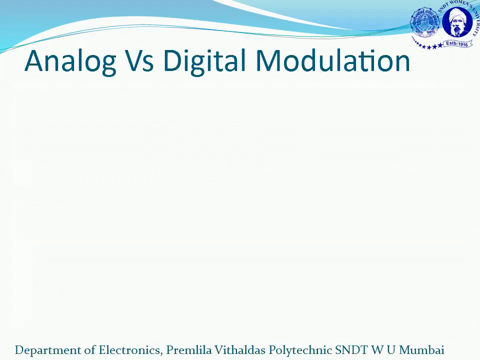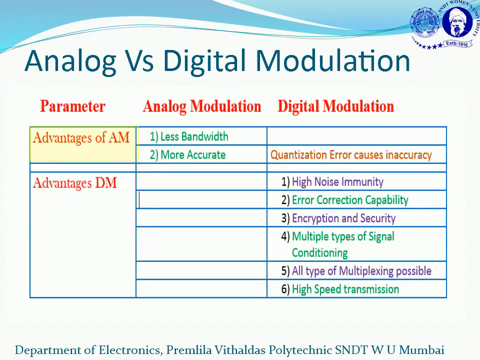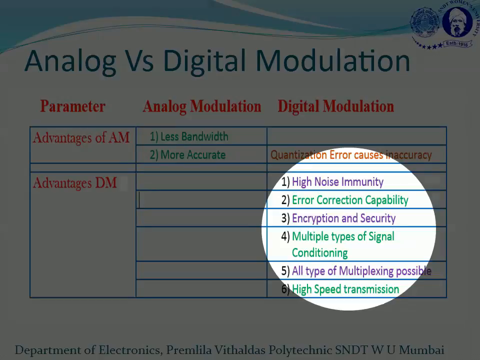Now let us compare analog modulation and digital modulation. Why do we prefer analog modulation over digital modulation? It is because analog modulation requires less bandwidth. Comparatively, it is more accurate. Why do we select digital modulation over analog modulation? Because digital modulation has multiple advantages over analog modulation. Irrespective of the disadvantages of large bandwidth and less accuracy, the advantages are more in digital modulation.